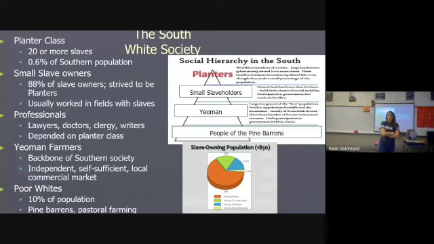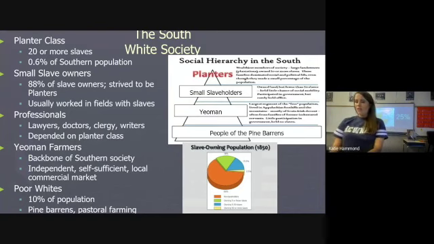Most did own land. And when it came to harvest time, they would rent slaves or hire slaves. They don't own slaves, but when needed, they would have an agreement. Maybe a planter would loan out a slave, and the yeoman would rent that slave temporarily. And most of the yeomen were subsistence farmers.